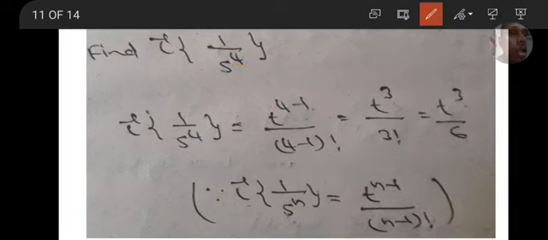Next problem. Find L inverse of 6/(s square plus 4) plus 1/(s minus 6) plus 1/s square. So by linearity property, 6 is the coefficient outside. L inverse of 1/(s square plus 4), 4 means 2 square, so 6 into L inverse of 1/(s square plus 2 square), plus L inverse of 1/(s minus 6) plus L inverse of 1/s square. Okay, it is using linearity property.